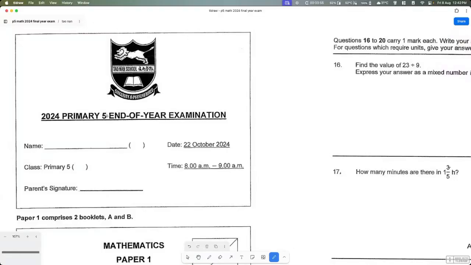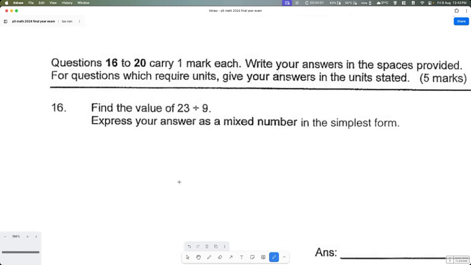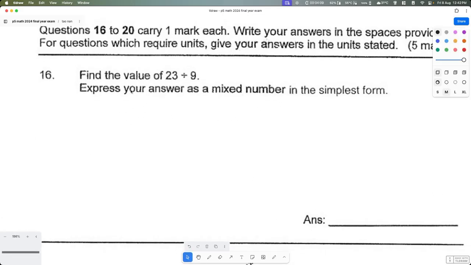In this video, we're going to go through the Xingnan School 2024 Primary 5 End of Year Examination, Mathematics Paper 1, Booklet B. So let's get started on the next question, question 16. Find the value of 23 divided by 9. Express your answer as a mixed number in the simplest form.